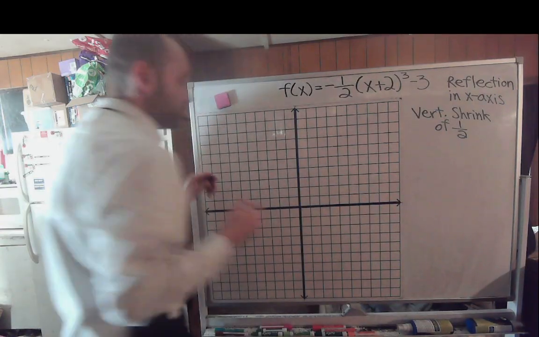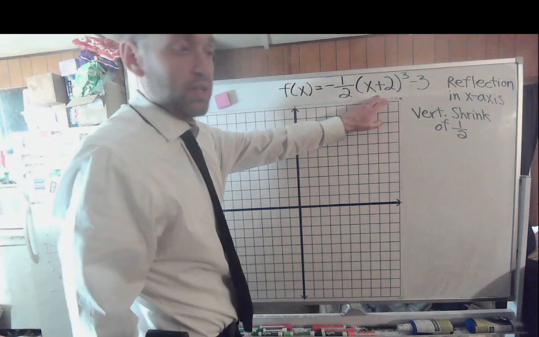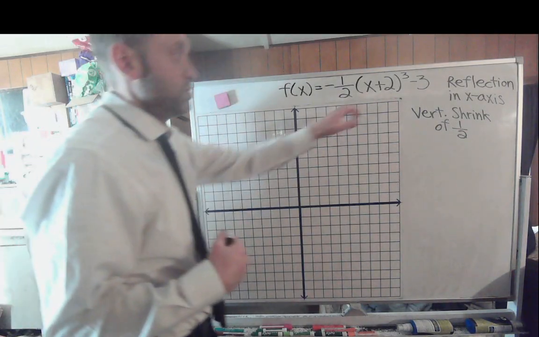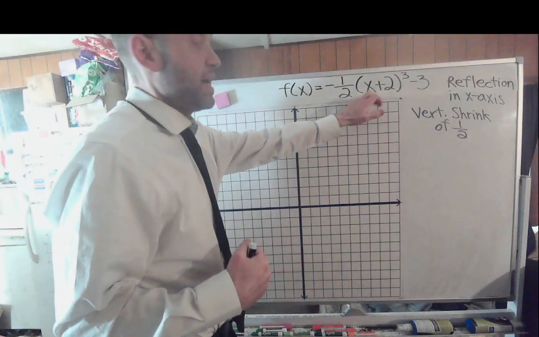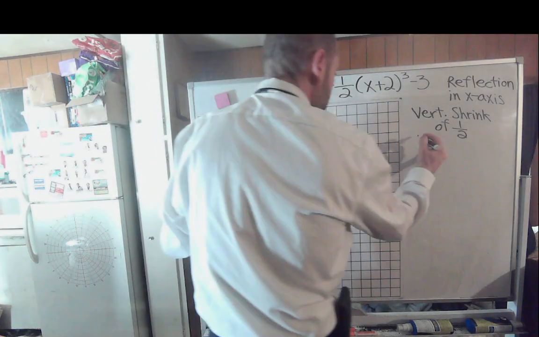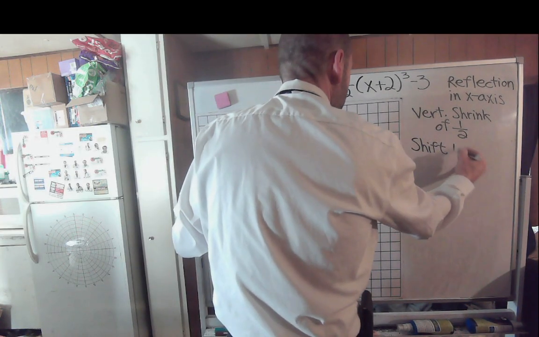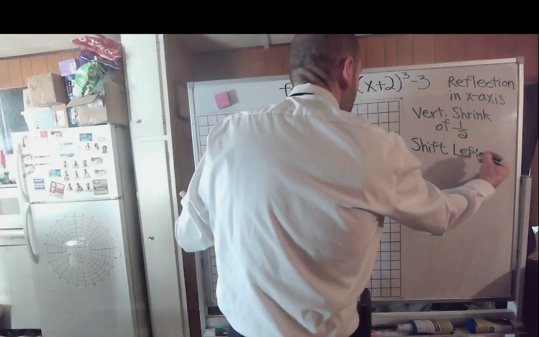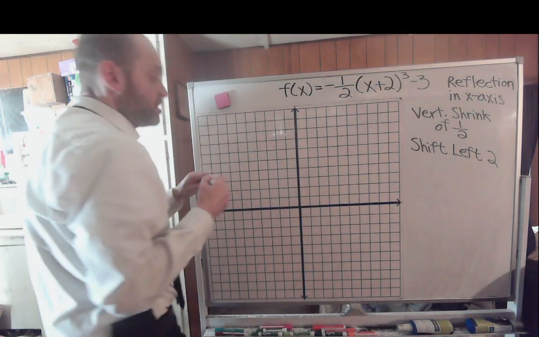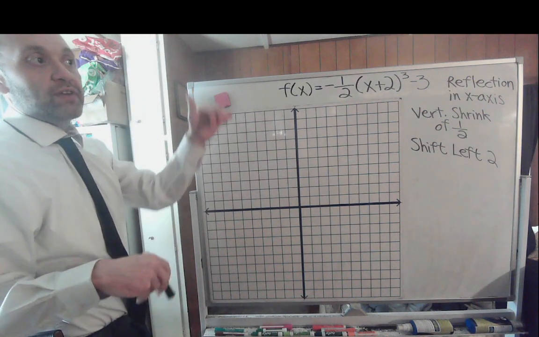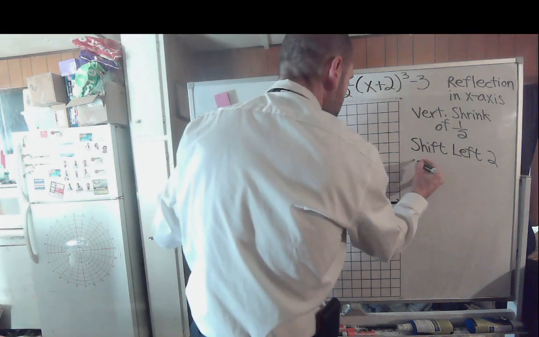What else is another transformation? Look inside your parentheses. The x plus 2 raised to the third power, just set that x plus 2 equal to 0. You would get x equals negative 2, so you're shifting everything to the left 2 units. So shift left of 2. And then you have the minus 3 outside of the parentheses. That means you're shifting everything downward 3 units.